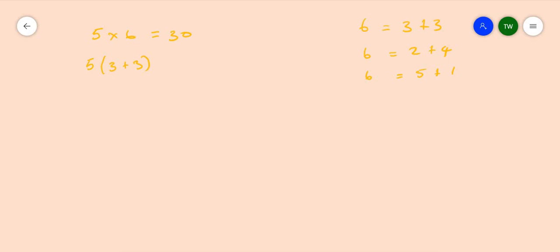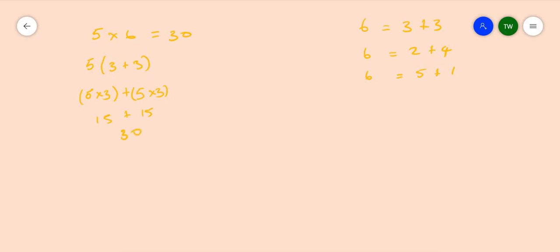What we could do is to take the 5 on the outside of the bracket to multiply the first 3. Then put that in a bracket. Then we could put back our plus sign, and then we take this 5 to multiply the second 3. So we'll have 5 times 3. Now, 5 times 3 here is just 15, plus 15. When we add them together, 15 plus 15, that will give us 30.